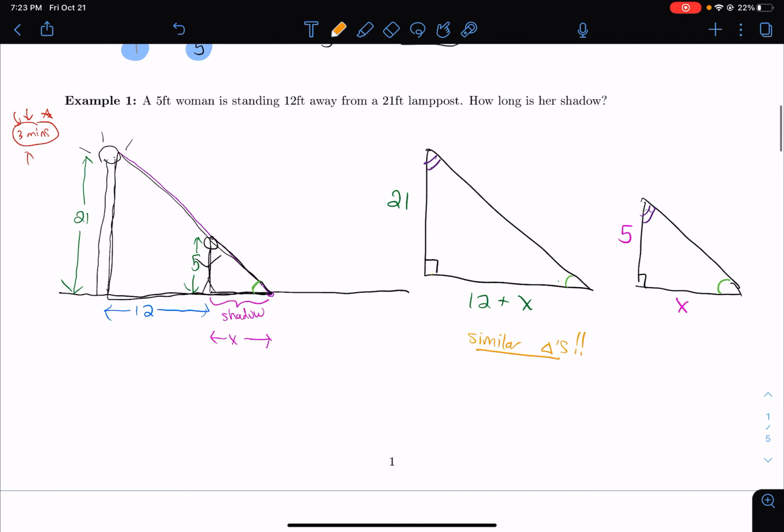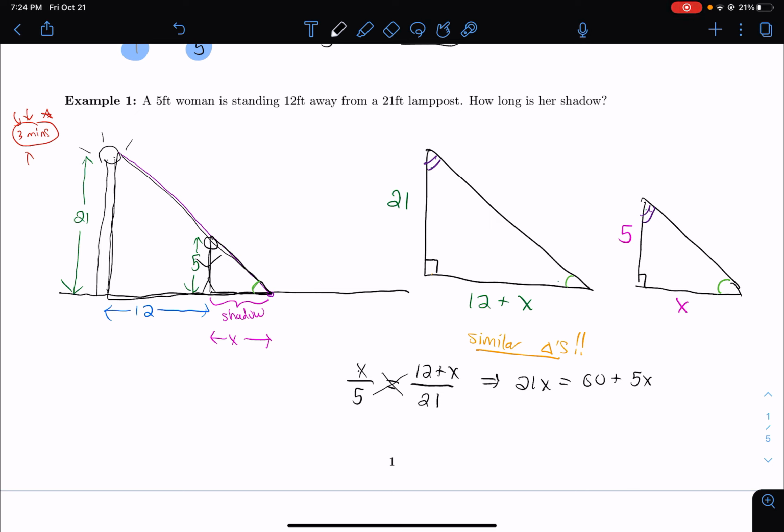Now I can set up a proportion. In the small triangle, I'll do x over 5, and now I have to use corresponding sides in the big one. The x corresponds to 12 plus x in the big one, and the 5 corresponds to 21 in the big triangle. Now I have a fraction equals a fraction. I can cross multiply to get 21x equals 5 times 12 plus x. I distribute the 5 and get 60 plus 5x.